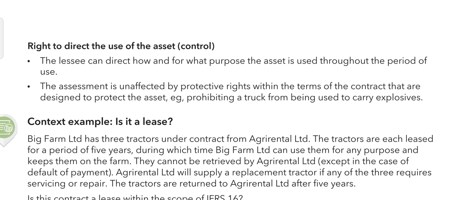Okay, so the assessment is unaffected by protective rights within the terms of the contract that are designed to protect the asset. Example, prohibiting a truck from being used to carry explosives.